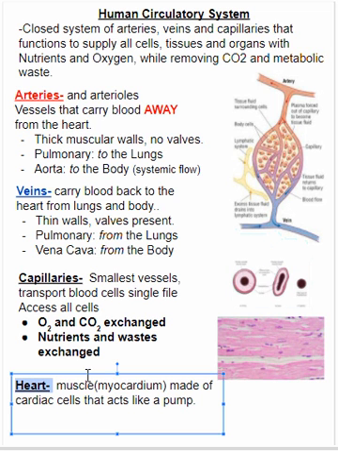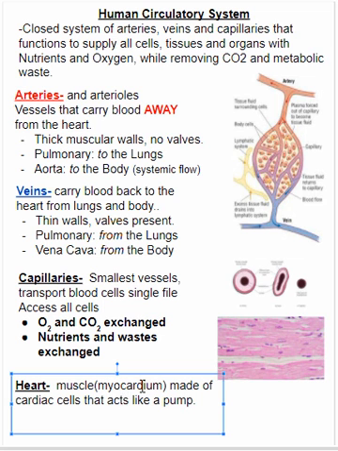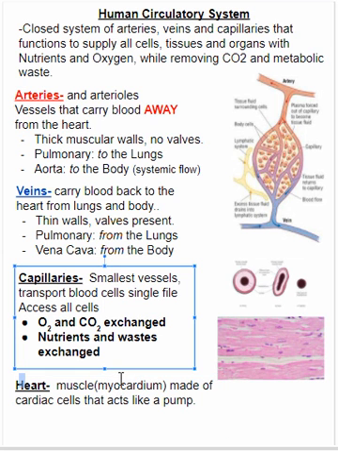The main organ of the circulatory system is the heart. It is a muscle, and that muscle is known as the myocardium. Now, myocardium is a name that is derived from the protein that makes them up.